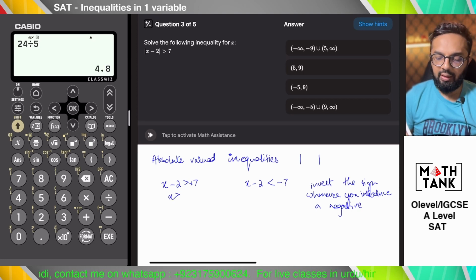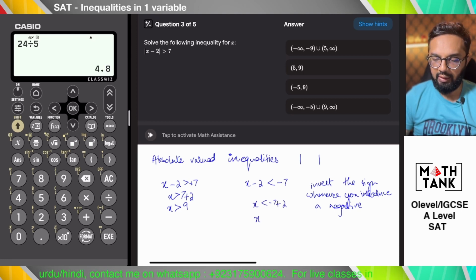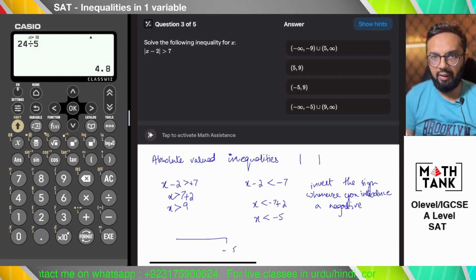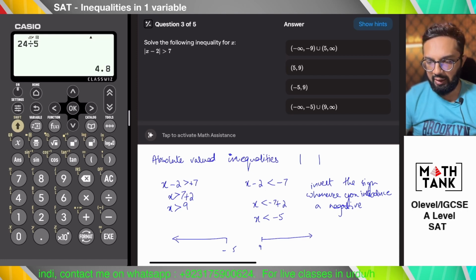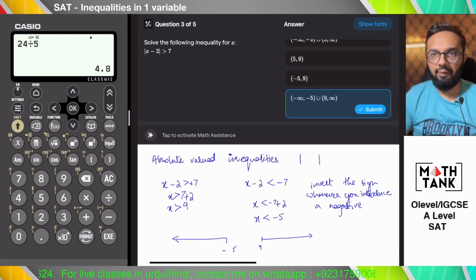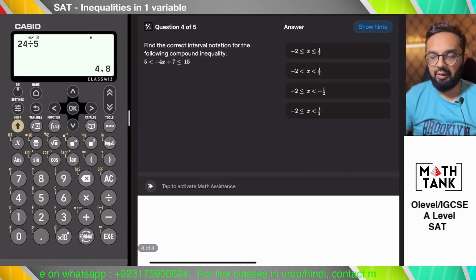So this becomes x is greater than 7 plus 2. So x is greater than 9 and x is less than minus 7 plus 2. So x is less than minus 5. So I'm going in opposite directions. I'm going from less than minus 5 to the left like that, and from 9, I'm going on greater. I have round brackets everywhere. So the correct answer should be the last one, from minus infinity to minus 5 and then 9 to positive infinity. That is indeed the correct answer.